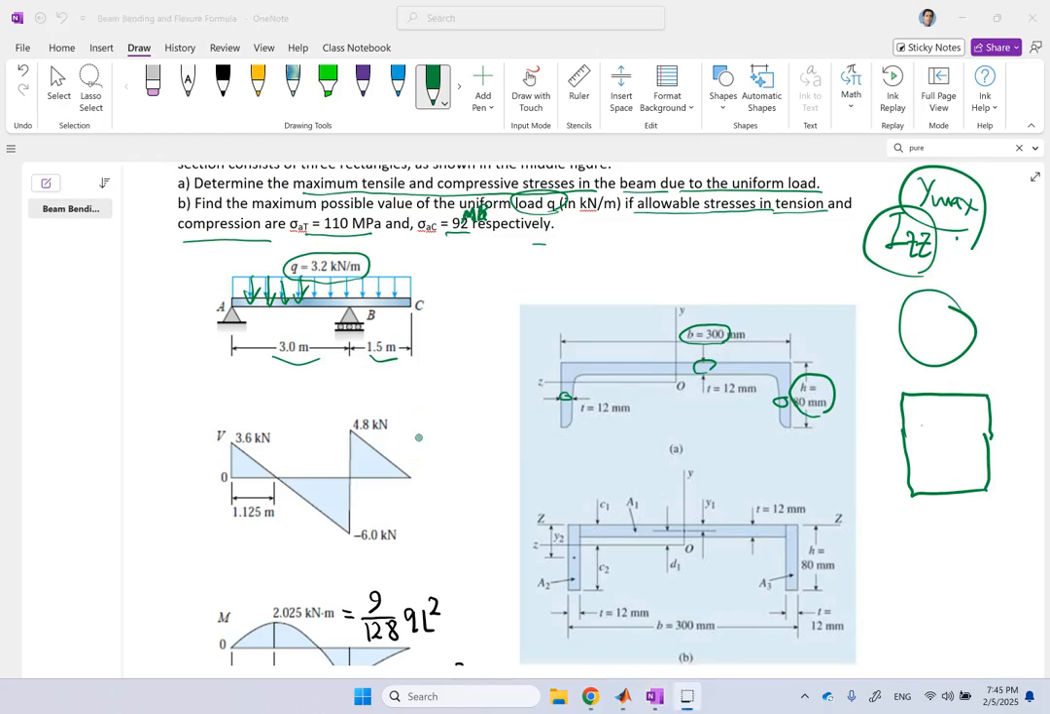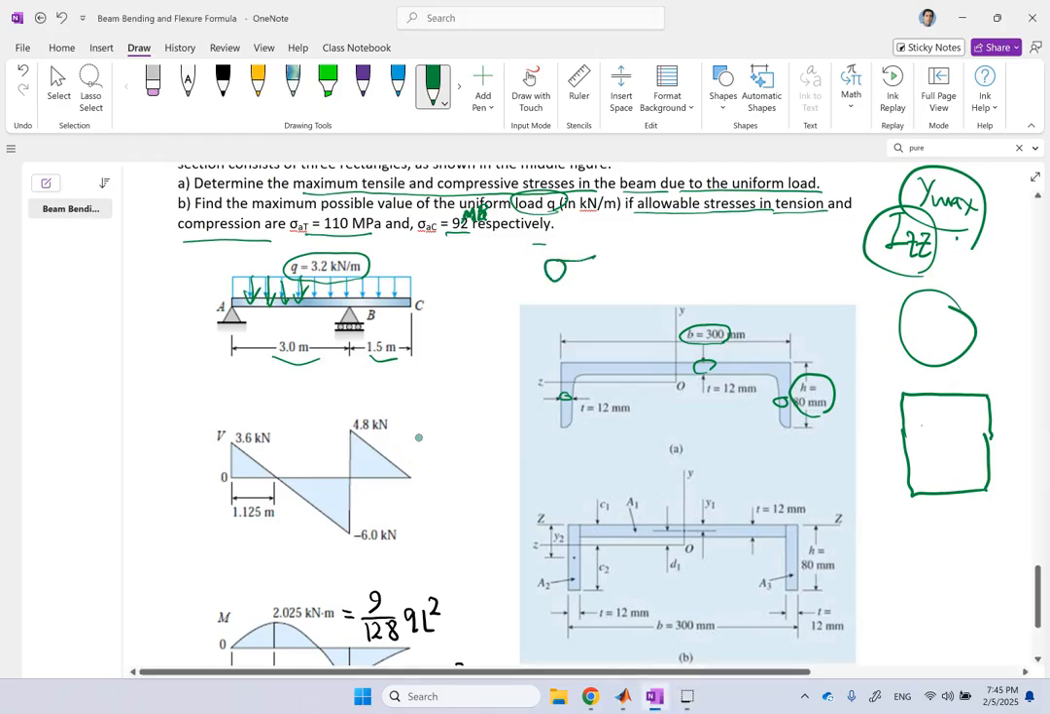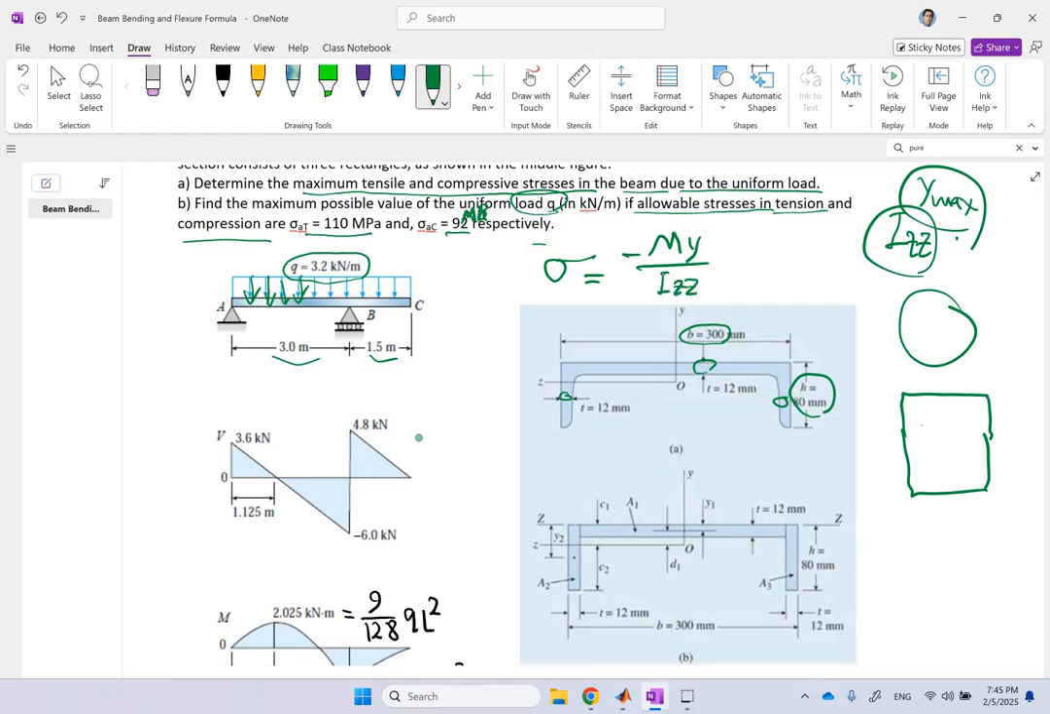So first things first, remember your sigma is what? Your sigma is negative My over Izz. Now this Izz is constant for the cross section. What we need to find is first where the centroid is, and then put the z-axis there, and then find Izz.